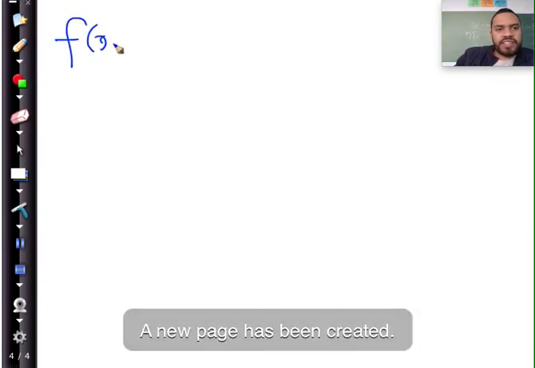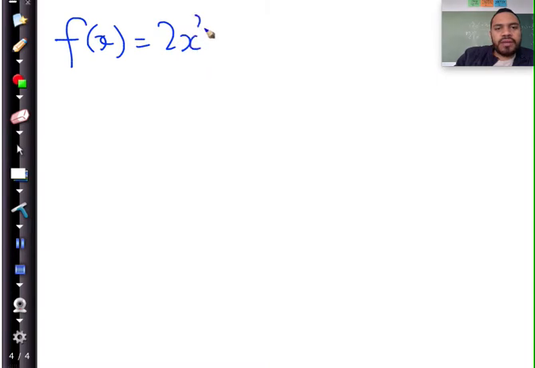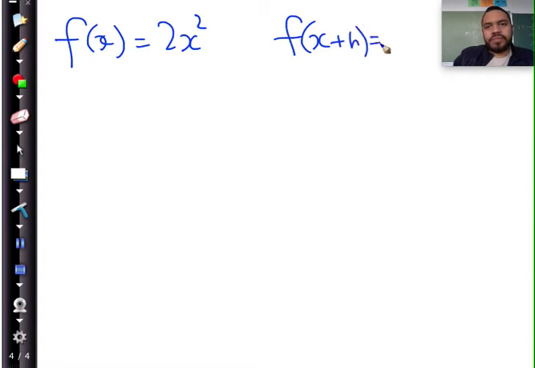So f of x is equal to 2x squared. What is f of x plus h? It's 2 into x plus h all squared. How do we get that? Wherever we see x, we're going to put in x plus h. Wherever we see x in this formula, we now put in x plus h. Kothar, are you good with that?